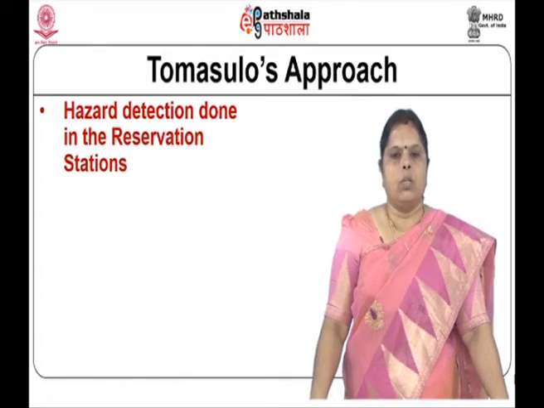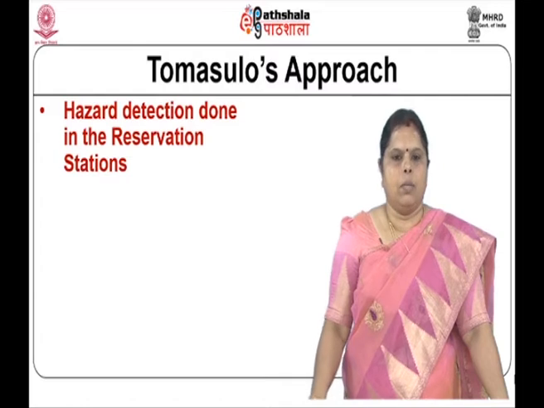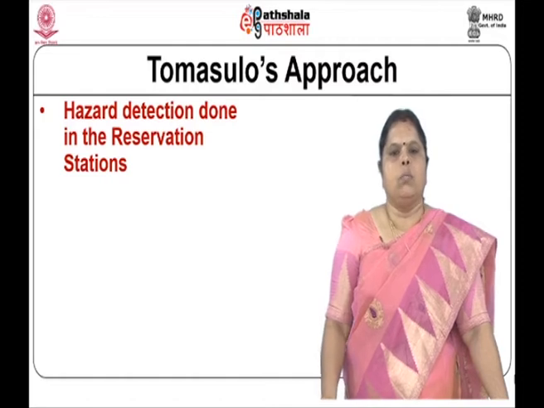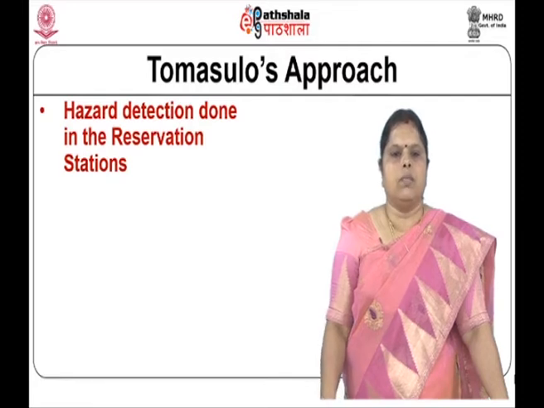So in the case of the Tomasulo's approach, you know that the hazard detection is done in the reservation stations. The name dependencies, your anti-dependence and output dependence, are name dependencies, and they will cause WAR hazard or WAW hazard in the pipeline if not handled properly. Now these WAR and WAW hazards are removed here in the case of the Tomasulo's approach by doing a register renaming process. So the hardware does the renaming process by having reservation stations.